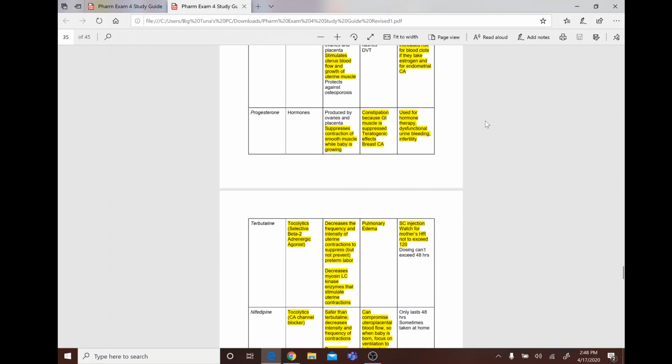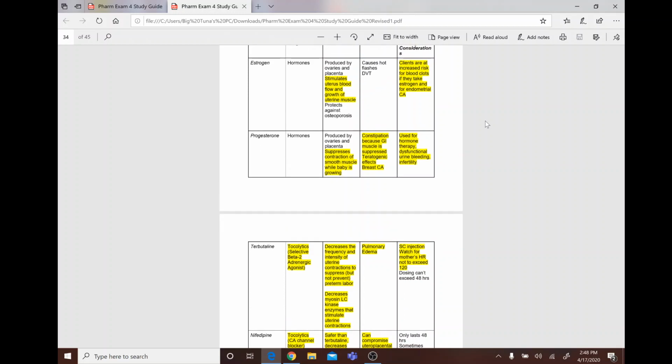What is the mechanism of action of progesterone? Suppresses contraction of smooth muscle while baby is growing. What are the side effects of progesterone? Constipation, teratogenic effects, and breast cancer. What is progesterone used for? Hormone therapy, dysfunctional uterine bleeding, and infertility.